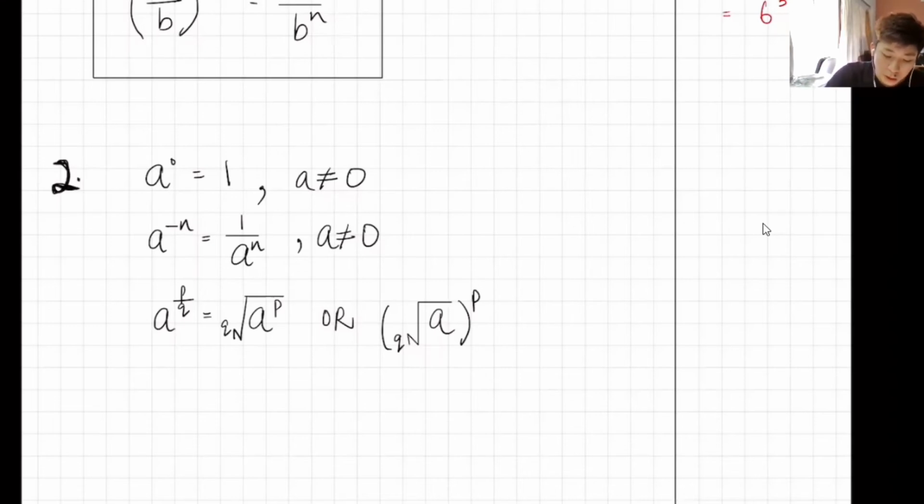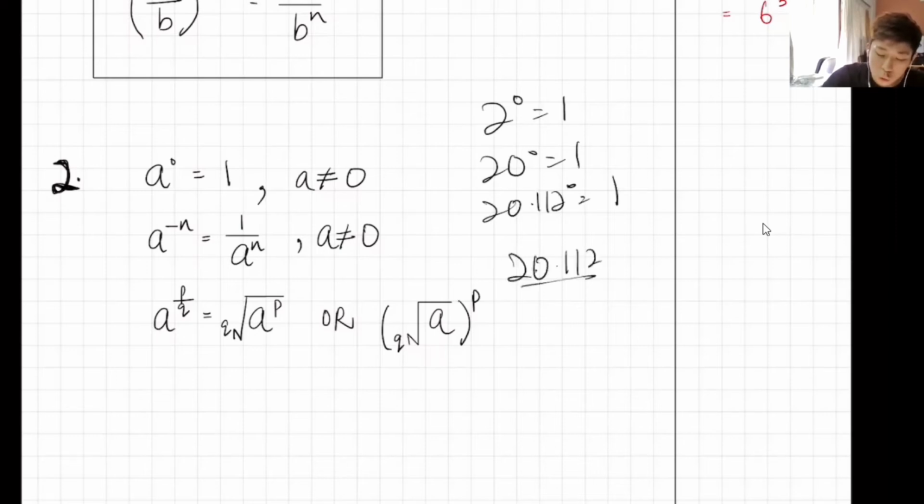That works for me. So you must know that 0 to the power of 0 is not equal to 1. Other than that, anything to the power of 0 equals 1. 2 to the power of 0 is equal to 1. 20 to the power of 0 is equal to 1. Even a complicated fraction in brackets to the power of 0, the whole thing equals 1.